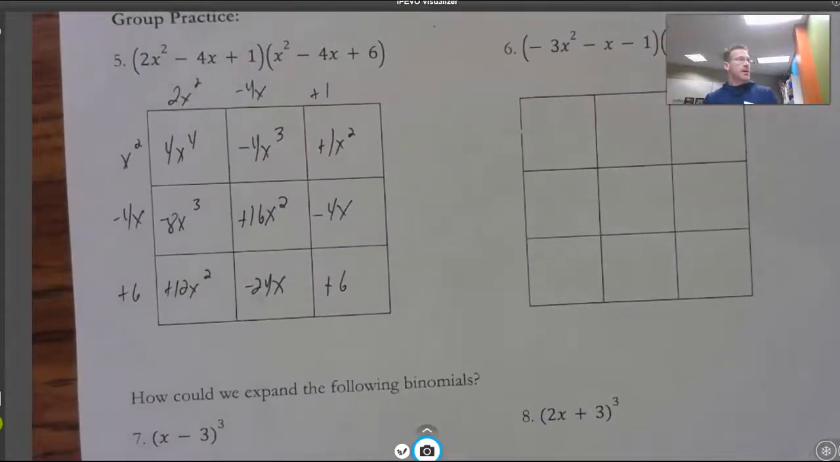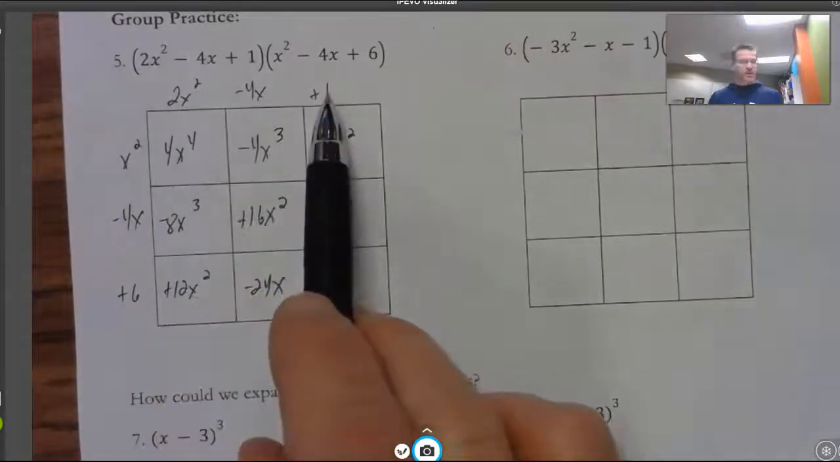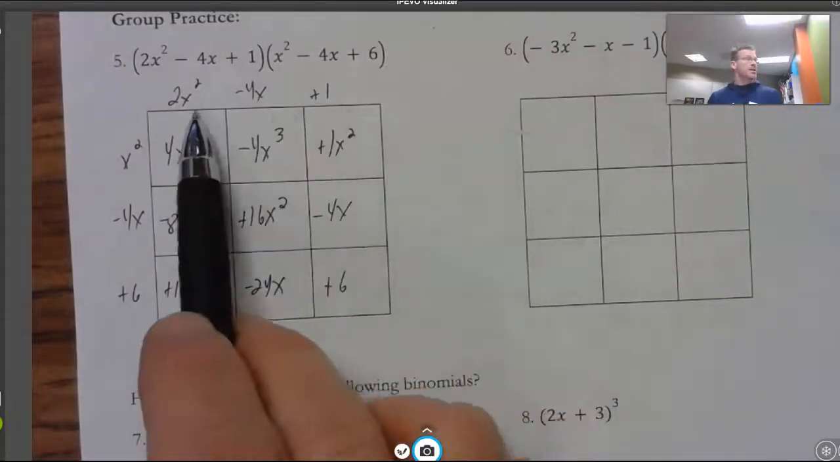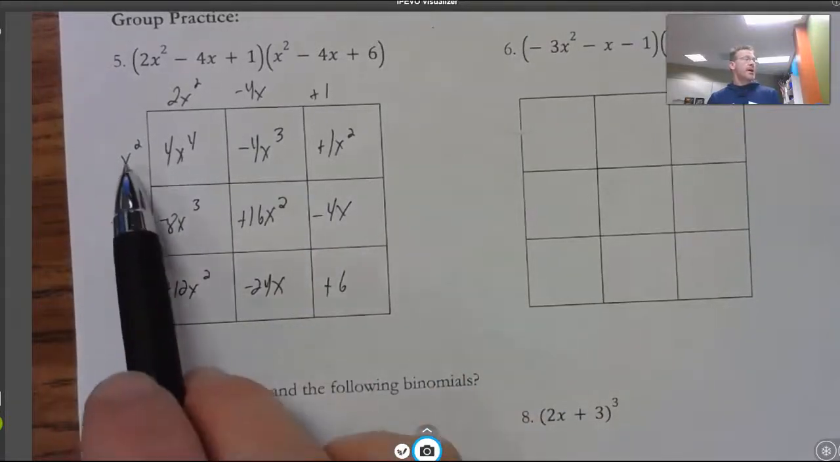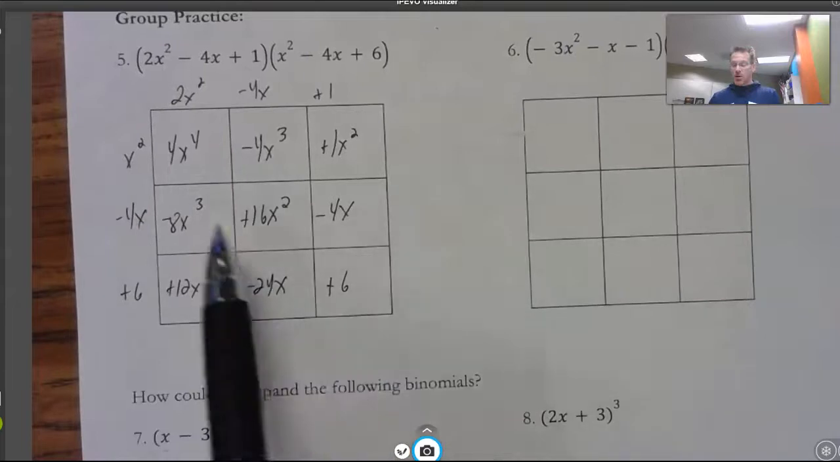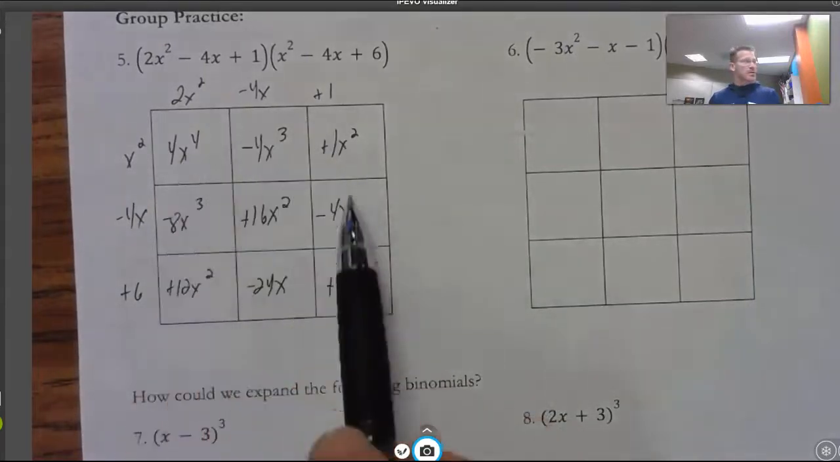All right, so I have 2x squared minus 4x plus 1 along the top. And notice in descending order, not missing any powers, x squared minus 4x plus 6. All right, in descending order, not missing any powers. So hopefully your 3 by 3 box looks something like mine.